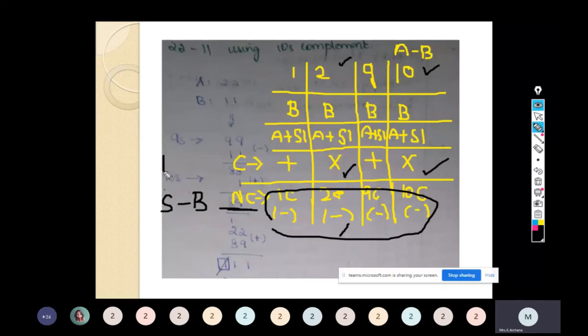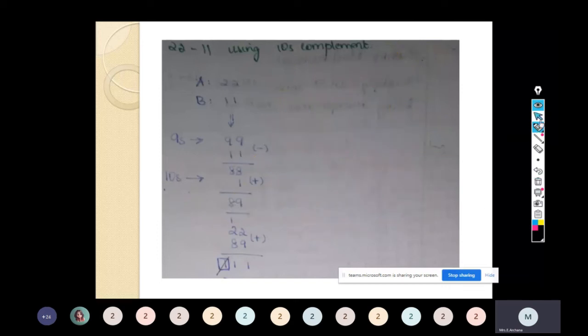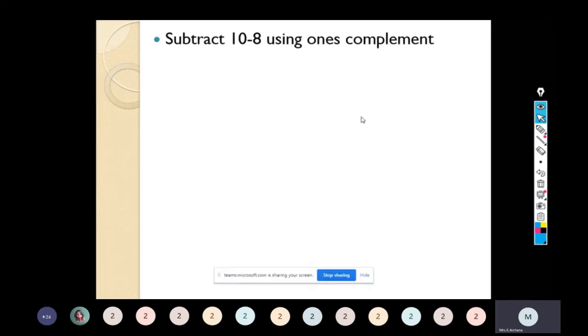If we subtract a bigger number minus smaller number, surely it will fall under the category of a carry. So we have to add the carry. The no carry condition occurs only when we subtract a smaller number minus bigger number. That's all about our binary subtraction concept. This is the next problem.